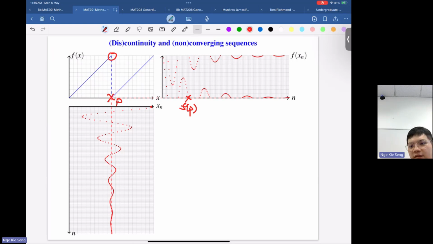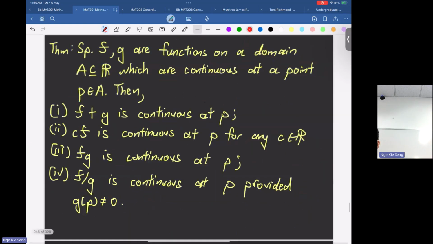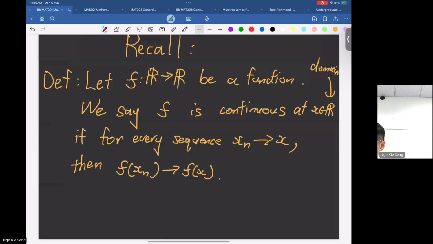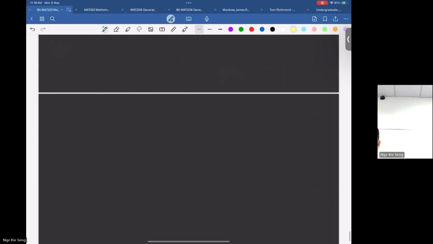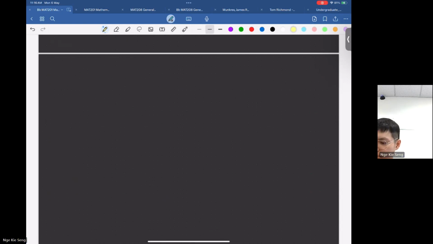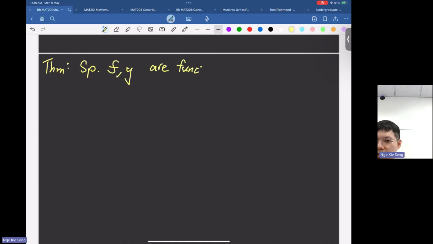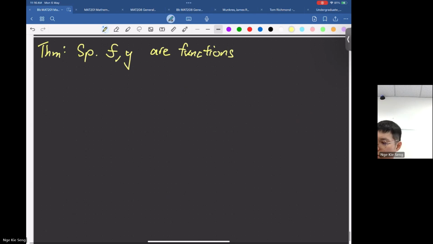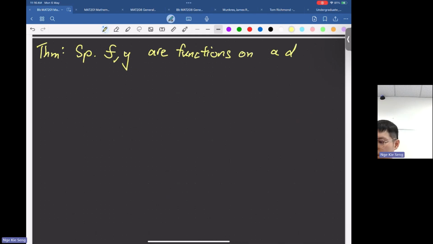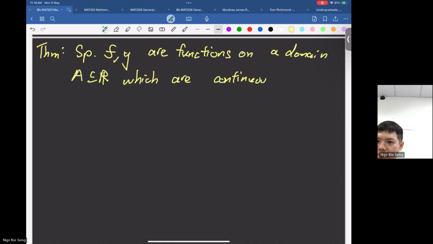All right, so let's continue. We will explore some properties of continuous functions. Suppose f and g are functions on a domain A, which are continuous at a point P.